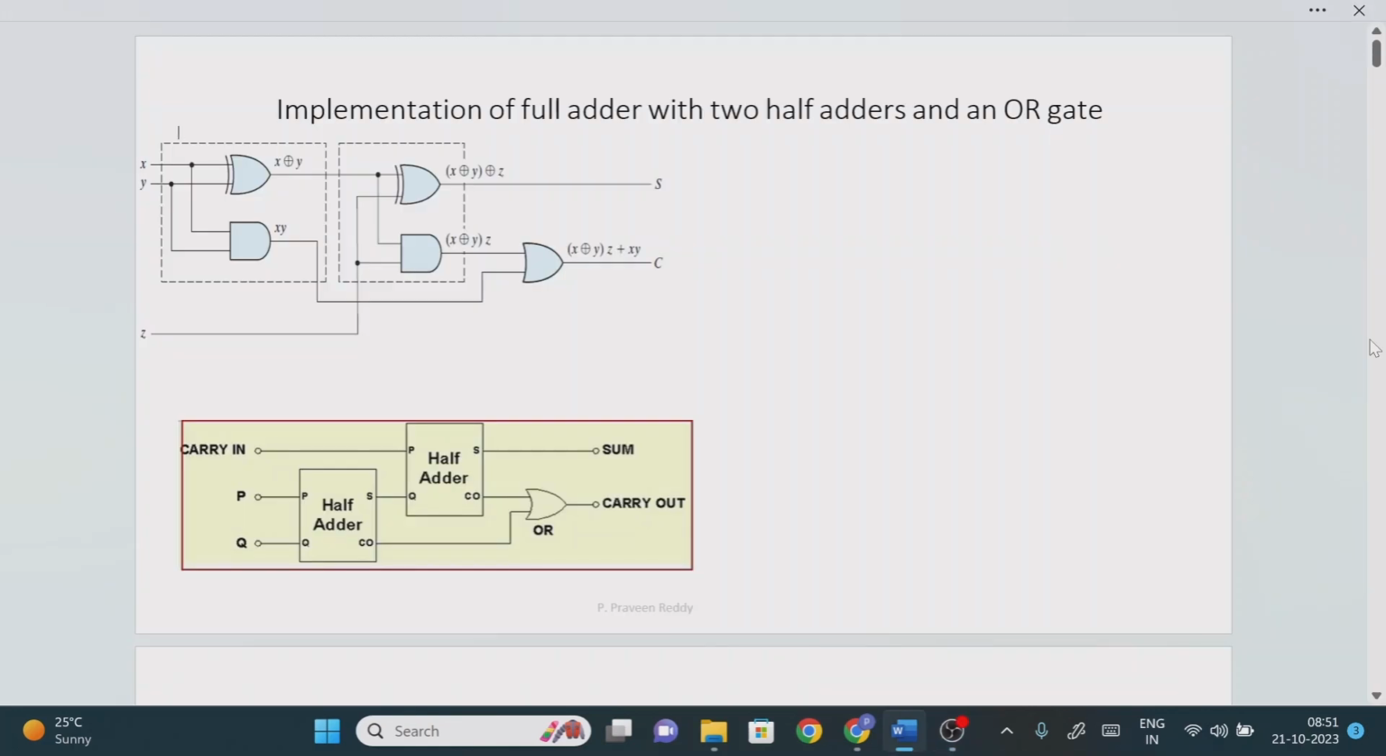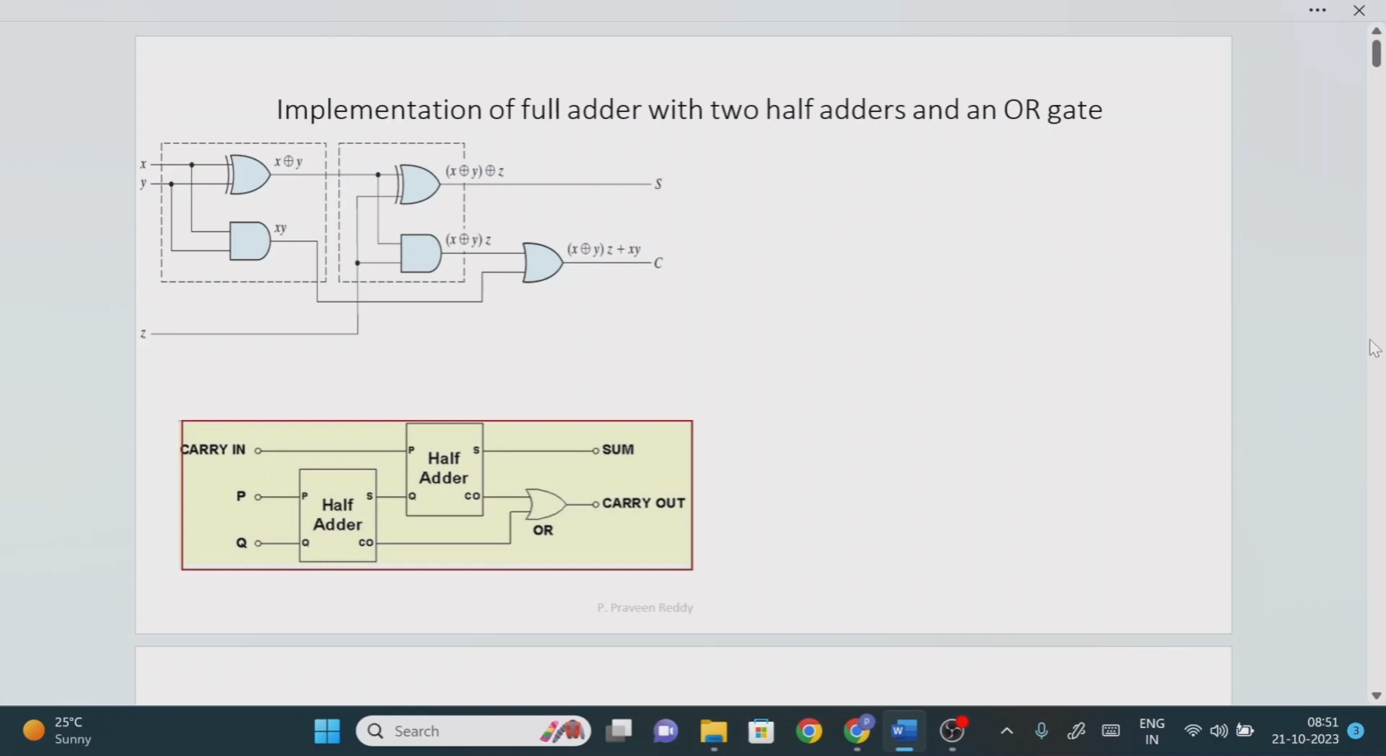Implementation of a full adder with two half adders and one OR logic gate, right? This is one of the most expected questions from an exam point of view. Suppose you have two half adders, how are you going to design the full adder?